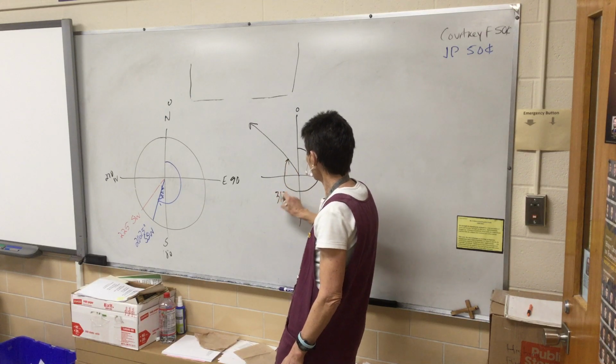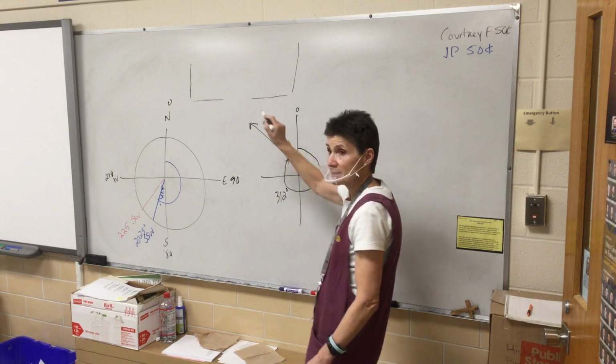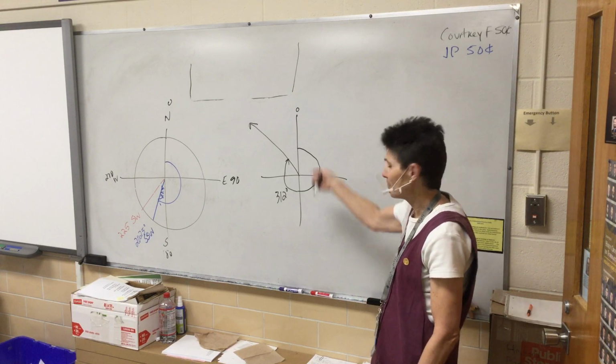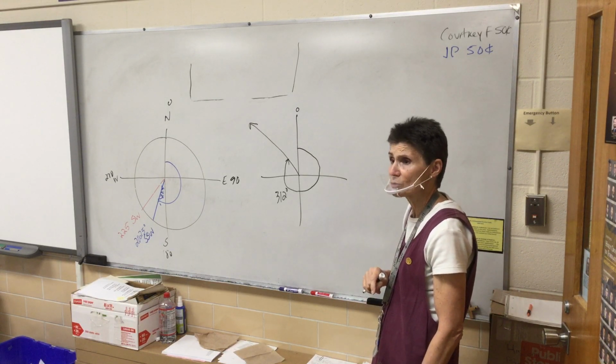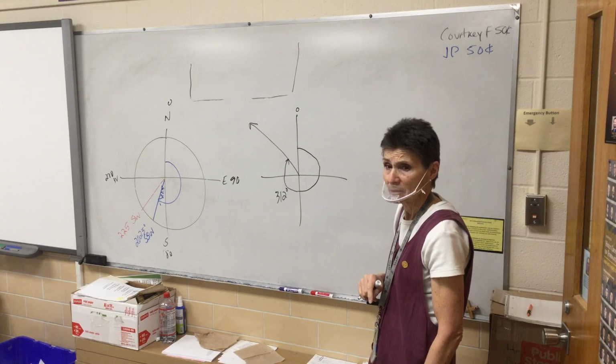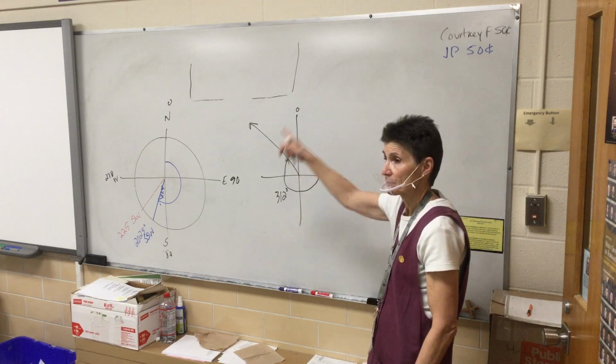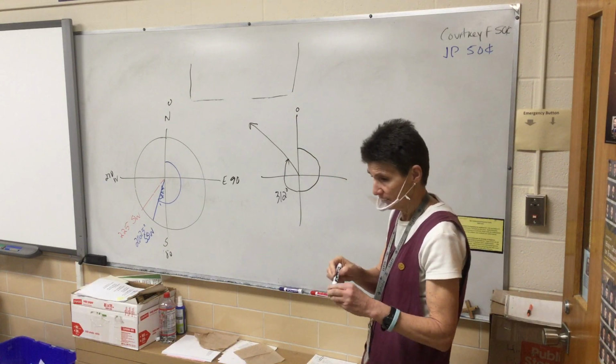So 312 would be sticking up here like this. It doesn't have to be perfect. Just get it up there in that quadrant. That's where 312 is, because we start measuring up here. Okay?